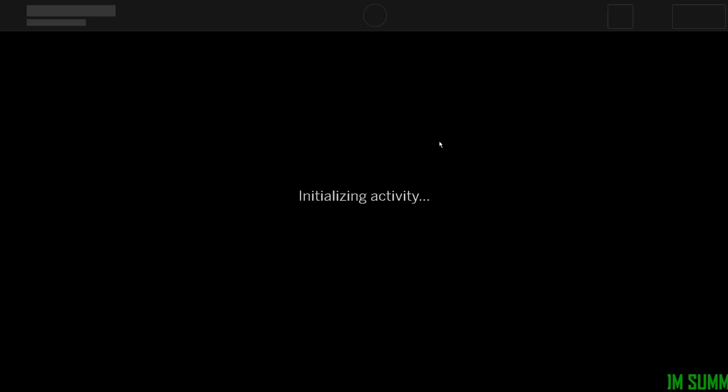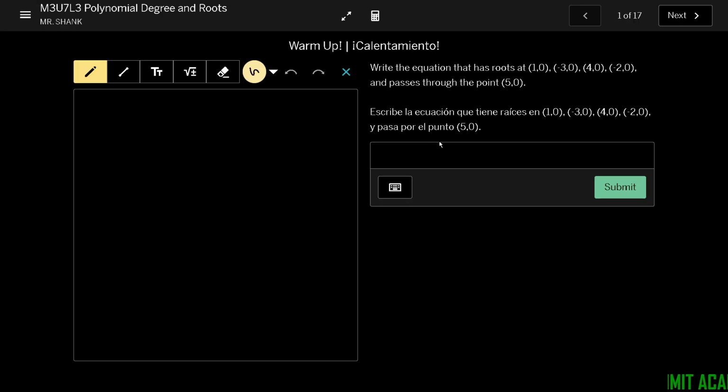function. And so we'll talk about what the degree looks like, what the exponents look like, what the function looks like, but we'll see how it works. So let's try to come up with an equation that has roots at (1, 0), (-3, 0), (4, 0), and (-2, 0). But it also passes through the point (5, 0).